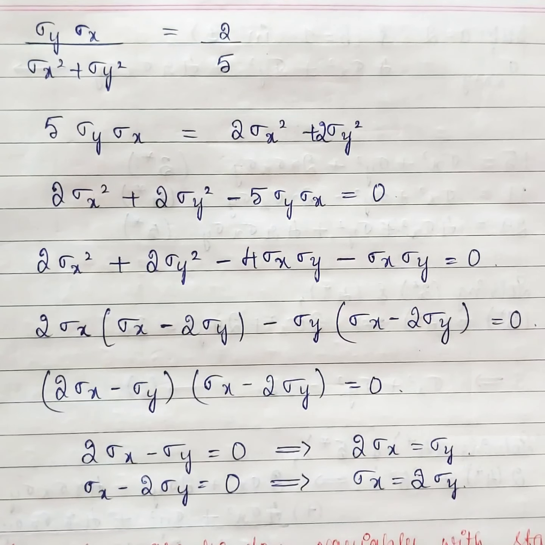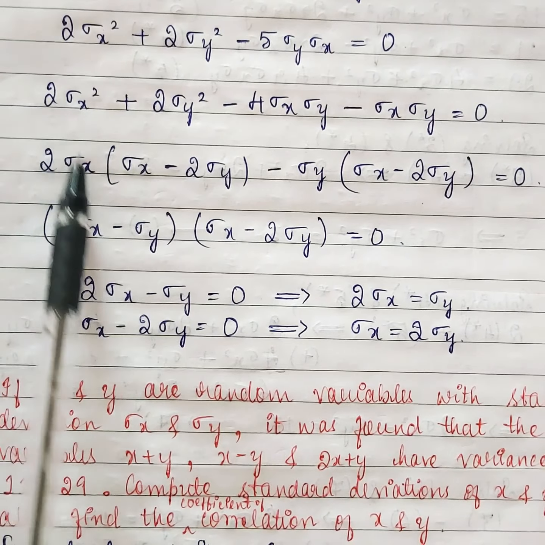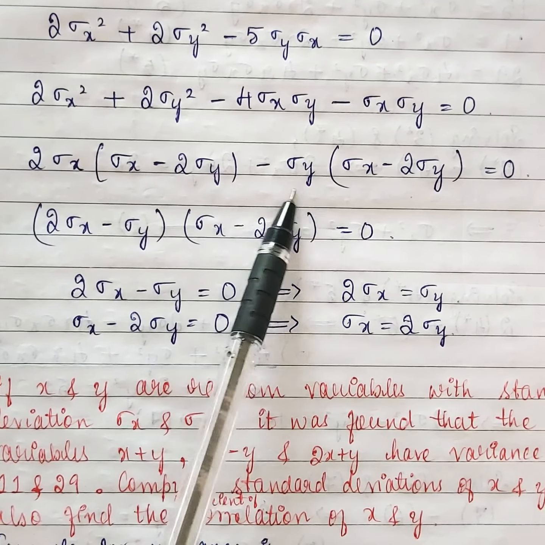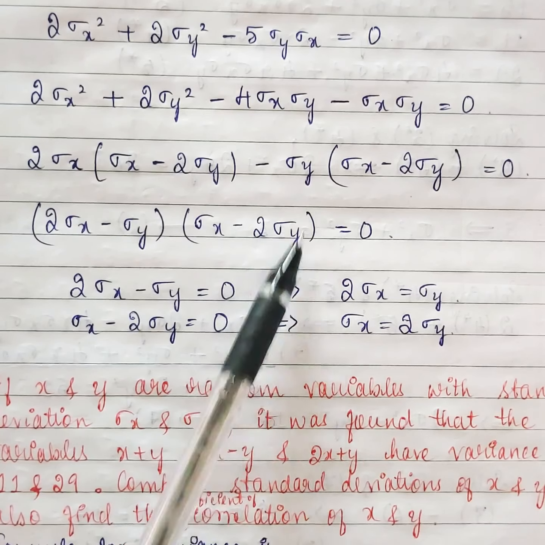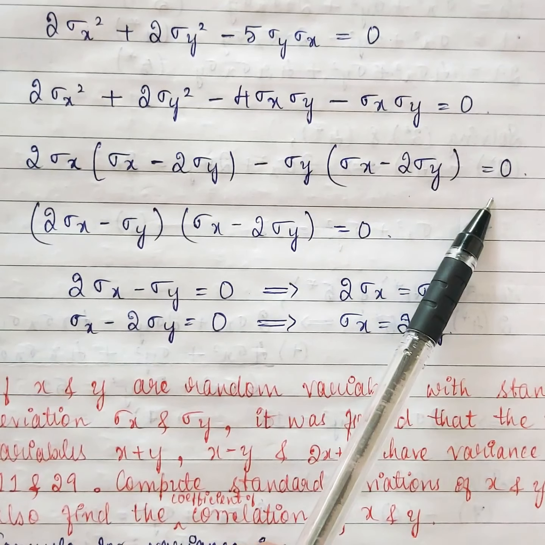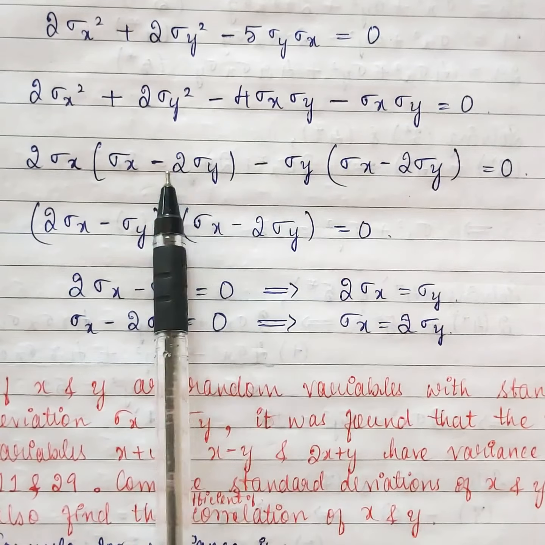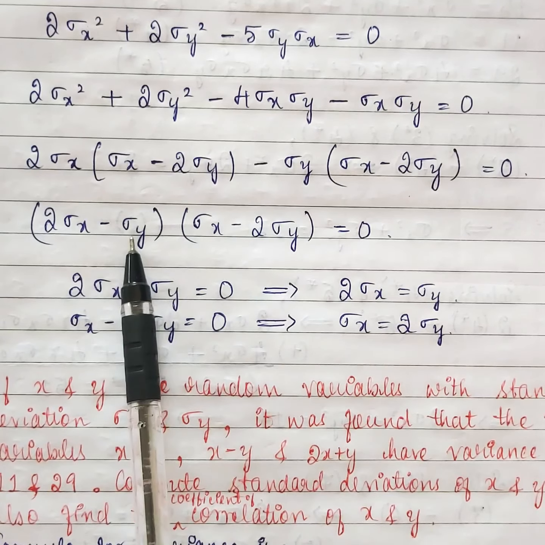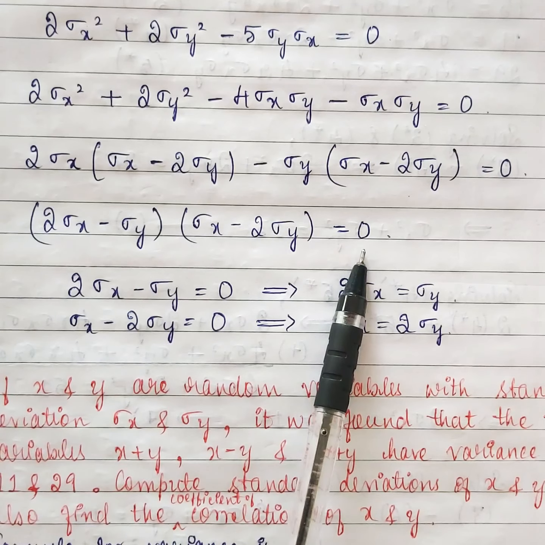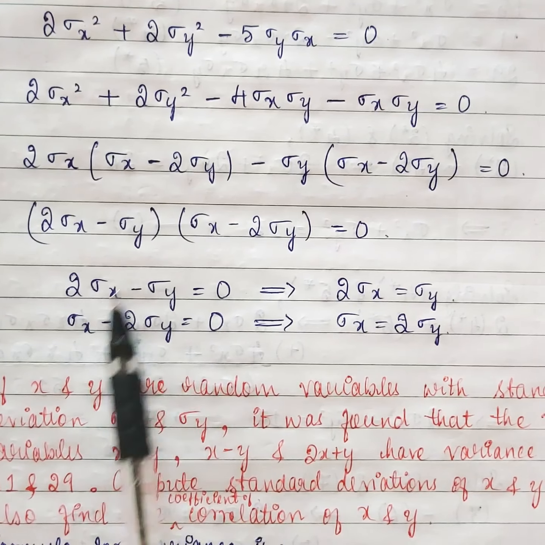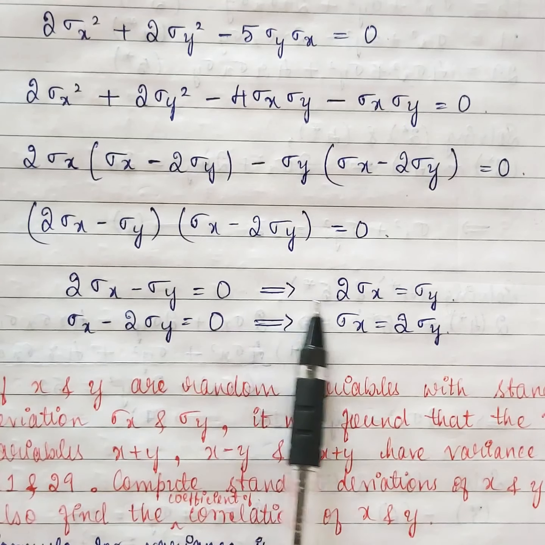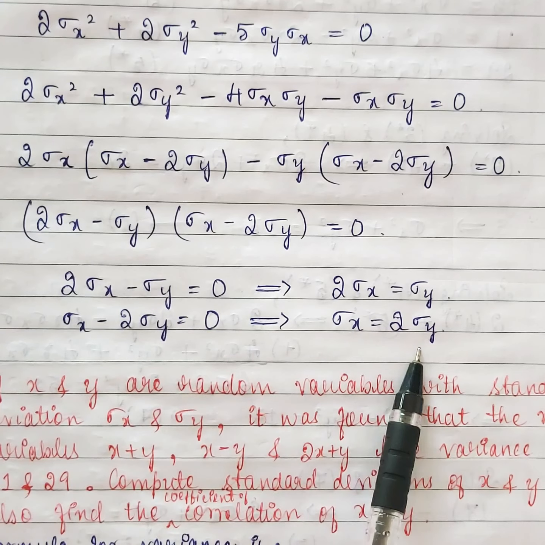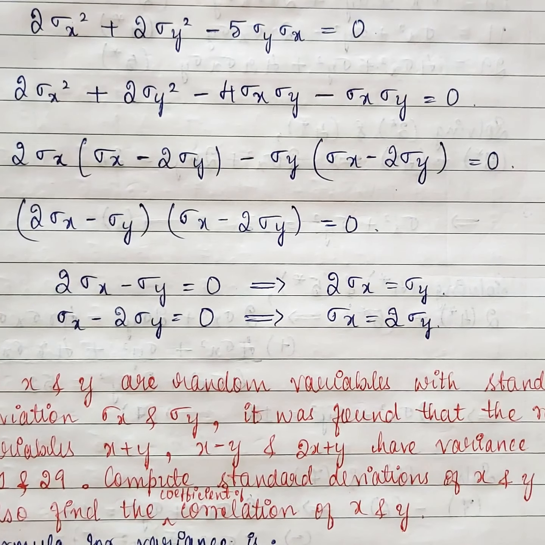Now we are simplifying this further by taking 2 sigma x common. We got sigma x minus 2 sigma y. Here we are taking minus sigma y common. So we are getting sigma x minus 2 sigma y. Okay. Now these two terms are same. So if I take this common, left over 2 sigma x will be there, minus sigma y will be there. So a into b is equal to 0. Correct. So in the first case, if this becomes 0, then 2 sigma x is equal to sigma y, and if this becomes 0, sigma x is equal to 2 sigma y. This is what we have to prove.